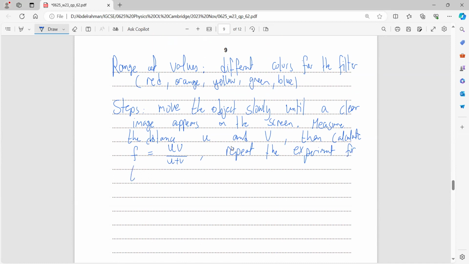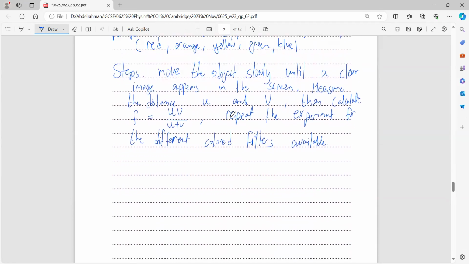Repeat the experiment for the different colored filters available. Okay. حلو. These are the steps.